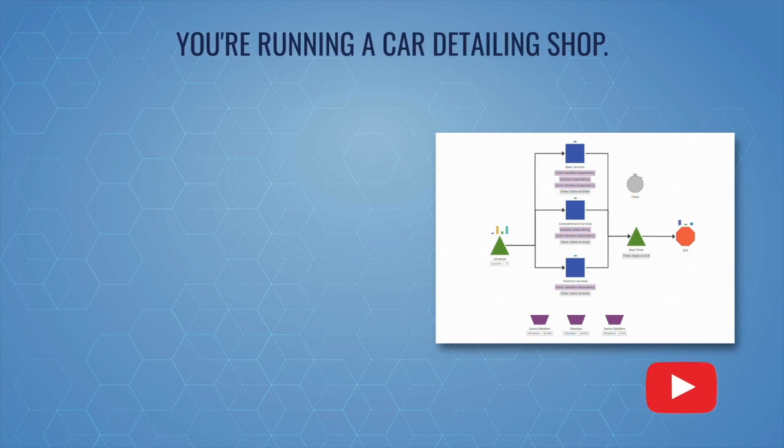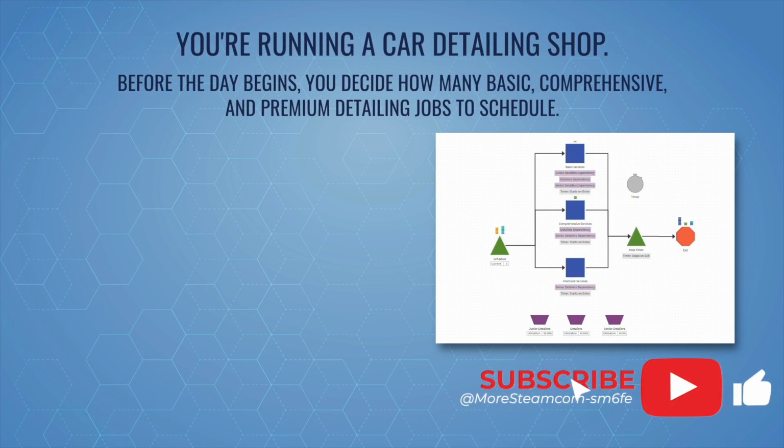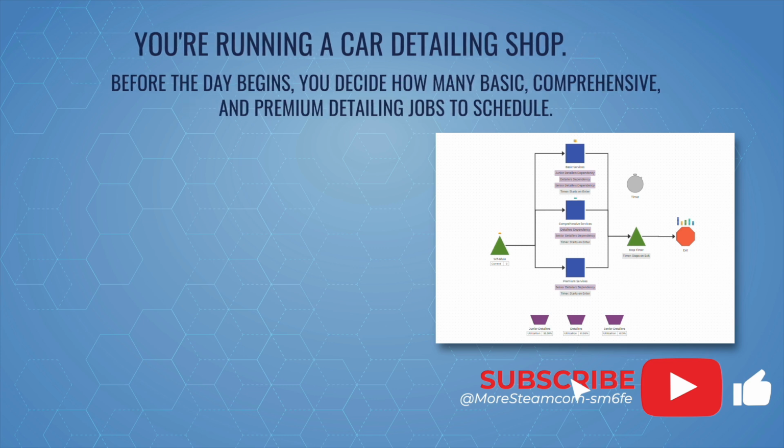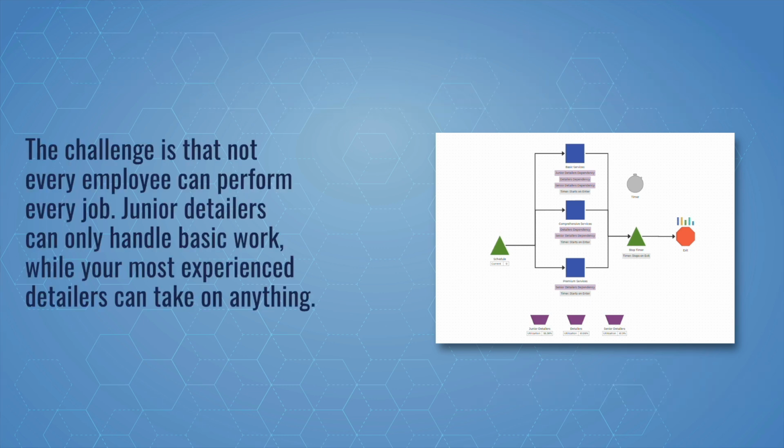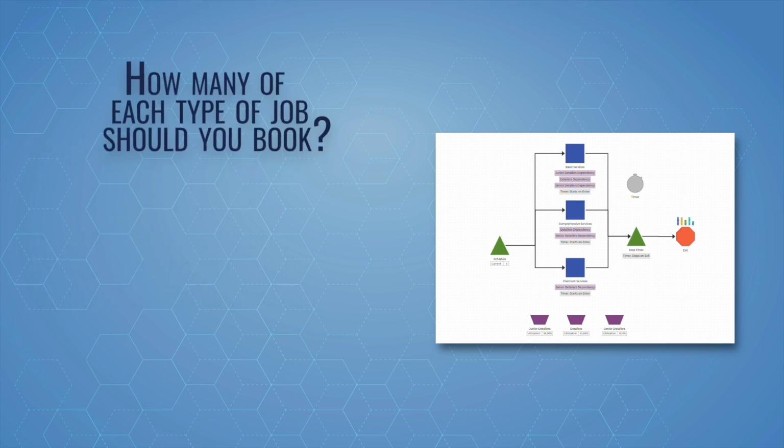You're running a car detailing shop. Before the day begins, you decide how many basic, comprehensive, and premium detailing jobs to schedule. The challenge is that not every employee can perform every job. Junior detailers can only handle basic work, while your most experienced detailers can take on anything. How many of each type of job should you book?